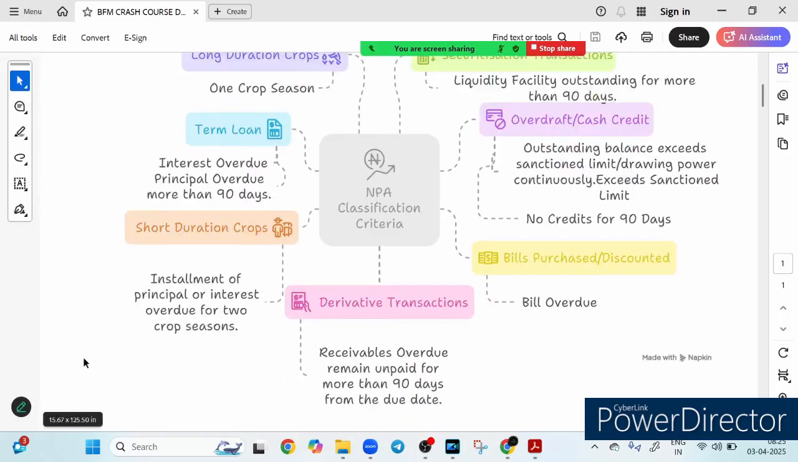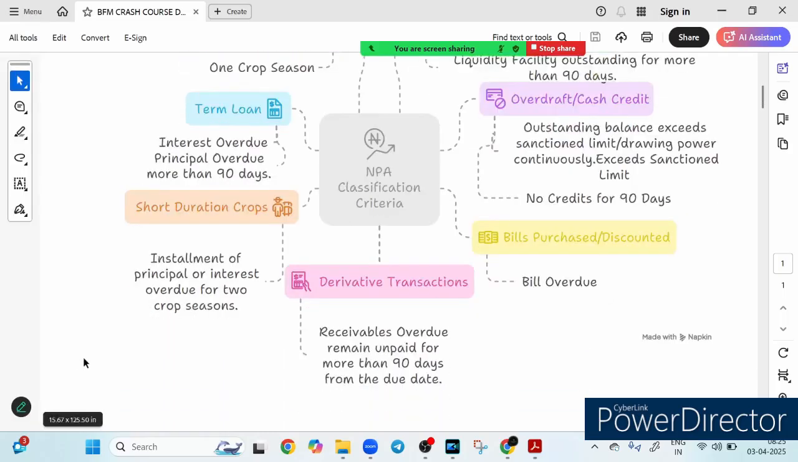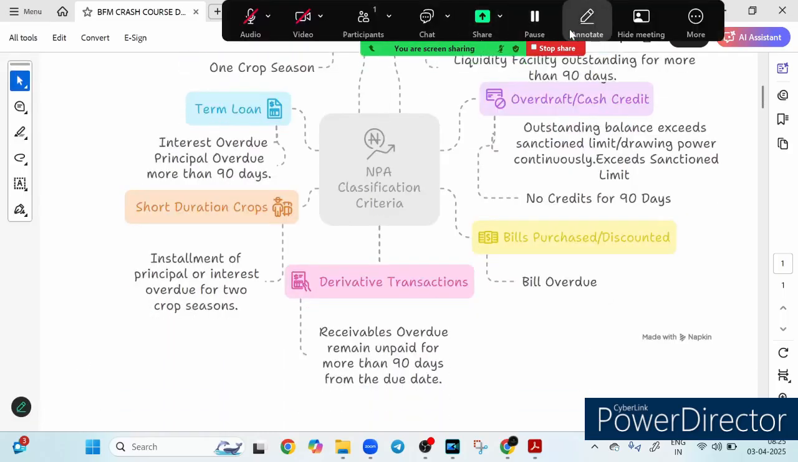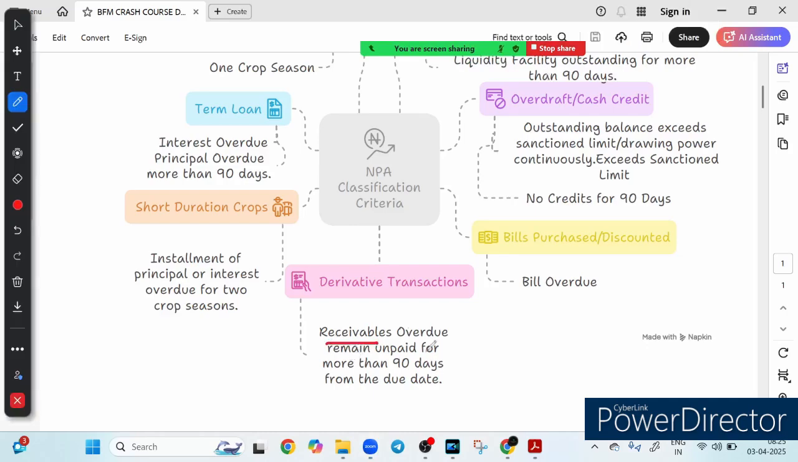Now friends, then we have something called derivative transaction. So what is the derivative transaction? If the receivable from the derivative transaction remains overdue or unpaid for more than 90 days from the due date, it will also be classified as NPA. So friends, these are the important NPA classification criteria that you need to remember.